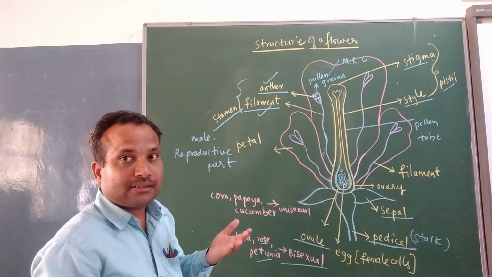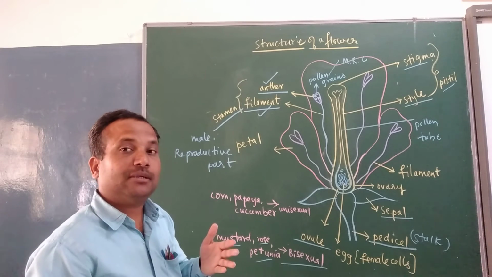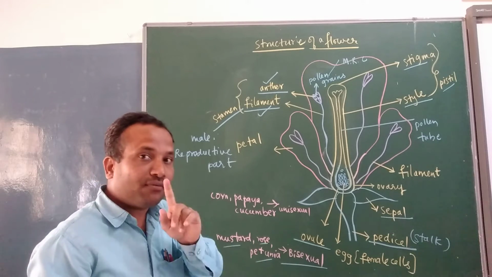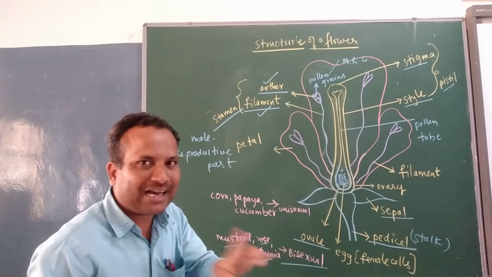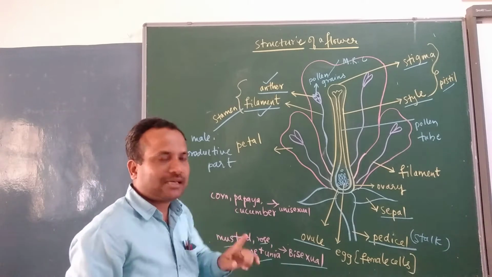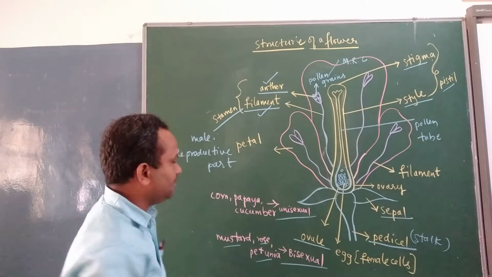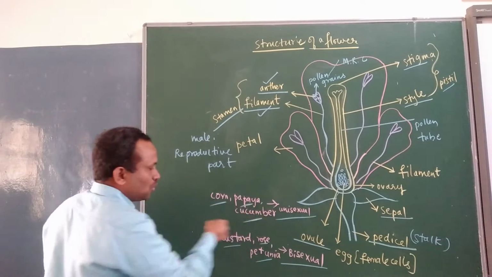In some plants, the flowers may have either the male part or the female reproductive part. Such plants are called unisexual plants. Maybe corn, papaya, cucumber.